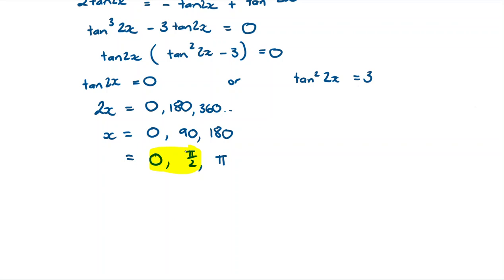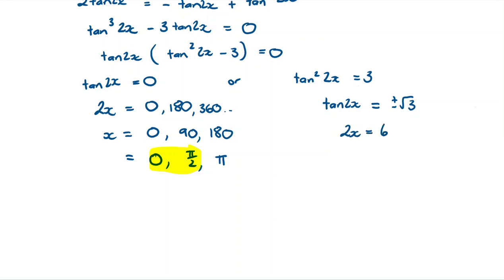But I'm not finished. We now need to do the other side of the equation over here. So let's get rid of the squared. Tan of 2x equals plus or minus square root of 3. Exact value triangles. Tan of what gives root 3? Did you say 30? Is it not 30? 60? I always get it wrong. It is.